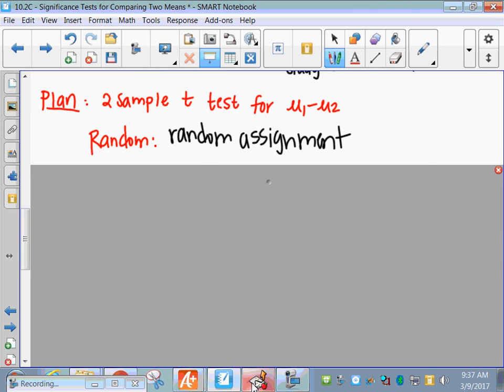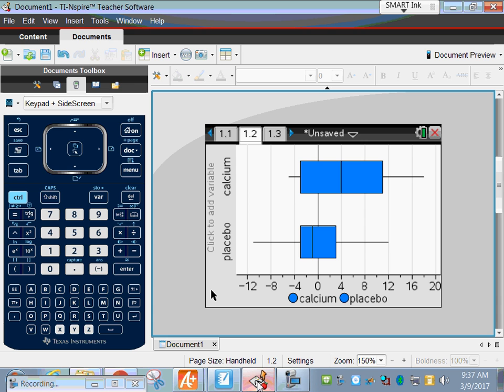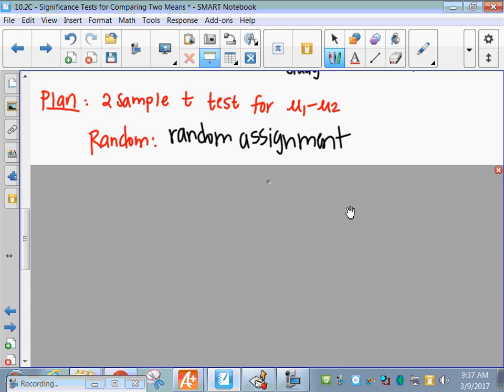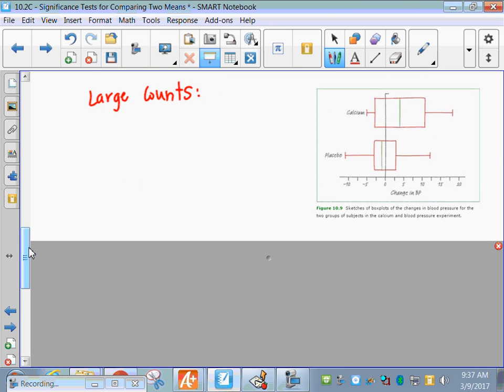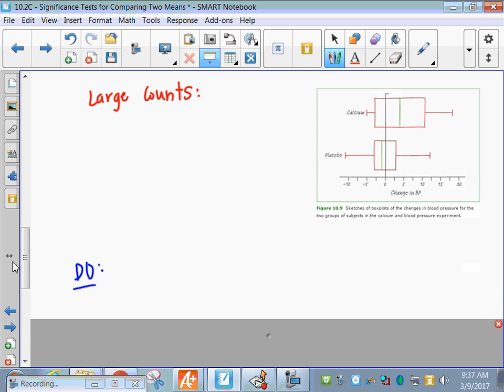Again, the two lovely graphs have no strong skewness and no outliers. All right, that's what you're looking for. No strong skewness and outliers. So large counts, we check the graph. You do want to write that down. Yes, Jake. Yeah, yes.